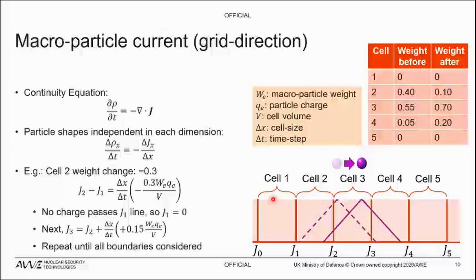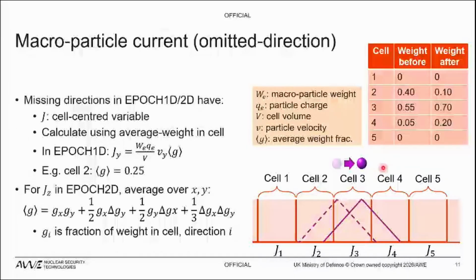We can solve this equation because we know from the construction of the particle shape that in the leftmost edge, there is no charge passing that plane. So J1 must be 0, and this expression gives us our J2. And now when we're looking at the change in weights here, we know the current on this boundary, so we can deduce the current on this boundary as J3 is equal to the old one, plus the weight change in that cell. And we can just keep iterating along the particle shape until we've evaluated the current on each of these cell edges.